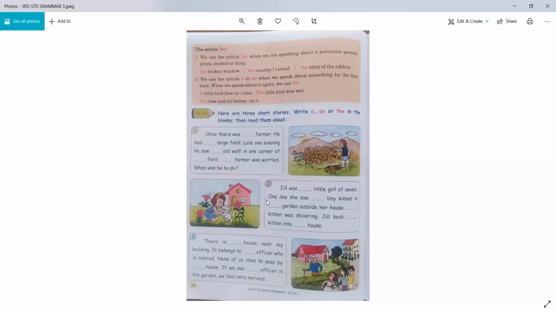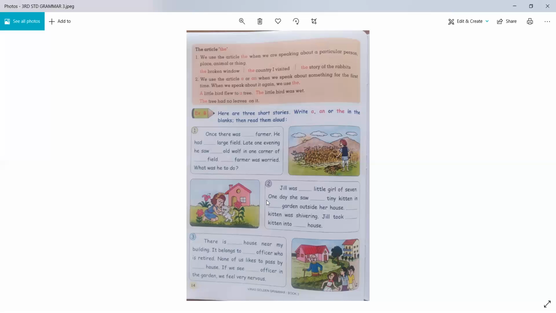She took the kitten into the house. Okay, so this is about the article, story number 2. I explained to you. Once again, I will repeat. Jill was a little girl of 7 years old. One day, she saw a tiny kitten in the garden outside her house. The kitten was shivering. Jill took the kitten into the house. Okay, shall we move to story number 3?